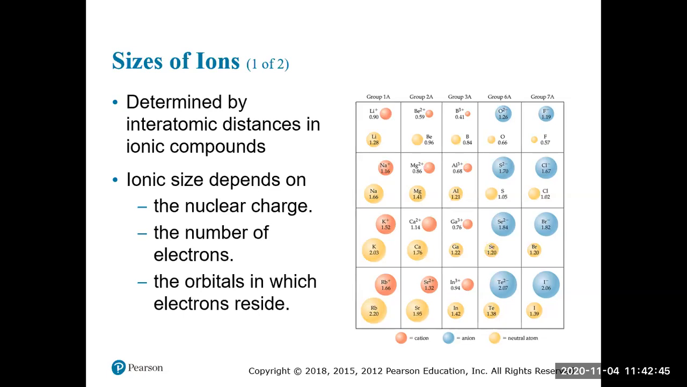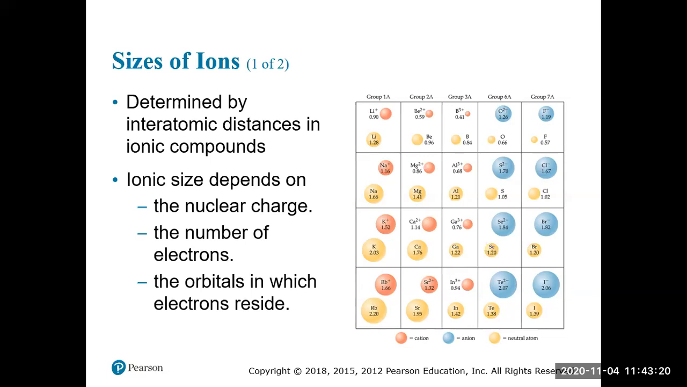The other thing you'll notice in this picture is, the red ones are cations, and then the yellow are the associated neutral atoms, and the blue ones are anions. What you see is that the cations are consistently smaller than the neutral atoms, and the anions are consistently bigger than the neutral atoms. And why is that?